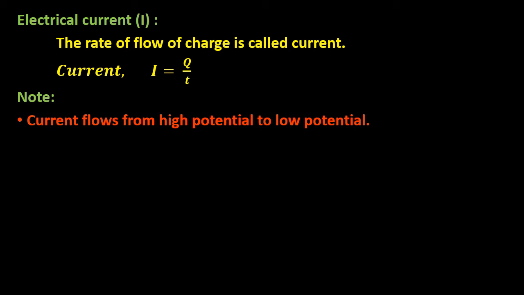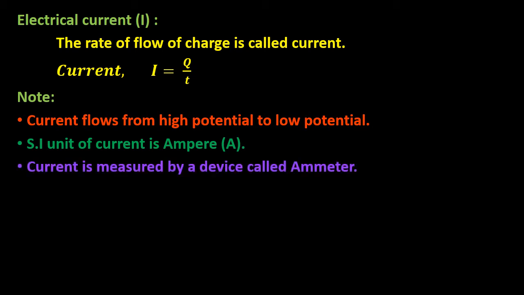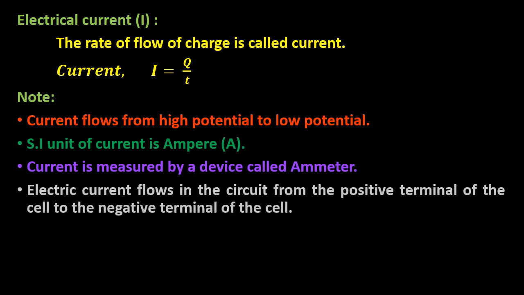There are a few points that are to be remembered. Electric current always flows from high potential to low potential. The SI unit of current is ampere, which is represented by capital A. A device which is used to measure electric current is called an ammeter. And the direction of current in an electric circuit is from the positive terminal of the cell to the negative terminal of the cell. So electric current flows from the positive terminal of the battery to the negative terminal of the battery in an electrical circuit.